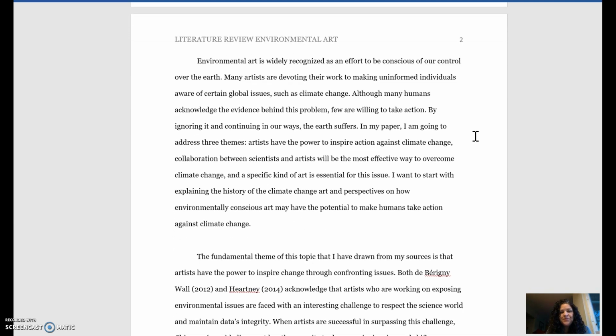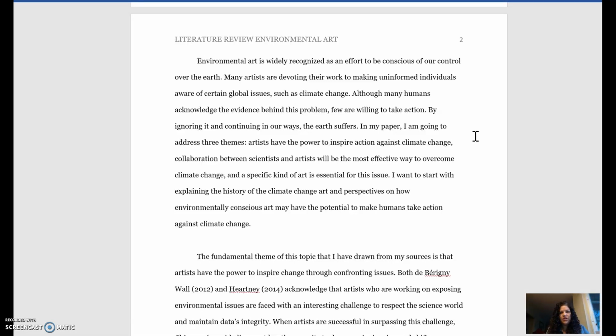So in our first paragraph, your introduction for your literature review, what you want to do first is tell us why we're talking about this right now. So environmental art is widely recognized as an effort to be conscious of our control over the earth. Many artists are devoting their work to making uninformed individuals aware of certain global issues such as climate change. Although many humans acknowledge the evidence behind this problem, few are willing to take action. By ignoring it and continuing in our ways, the earth suffers. In my paper, I'm going to address 3 themes.